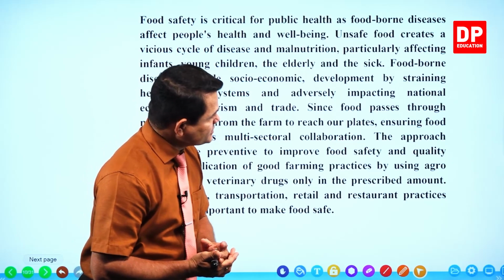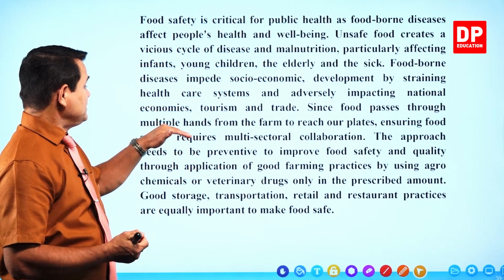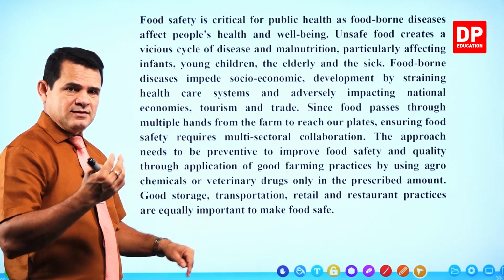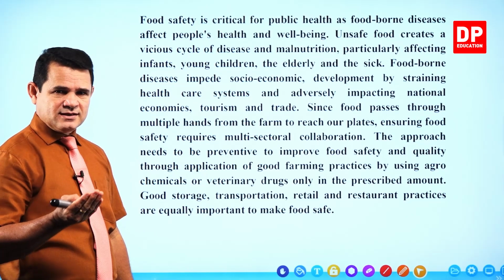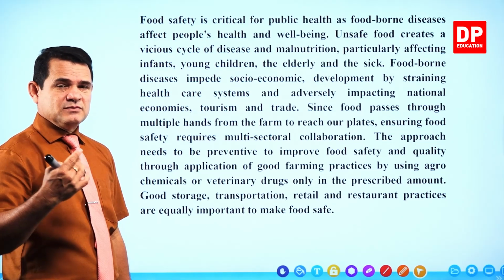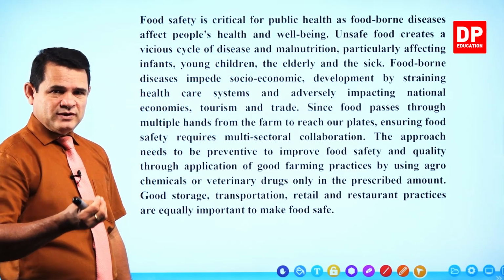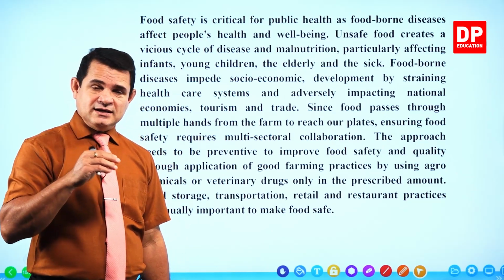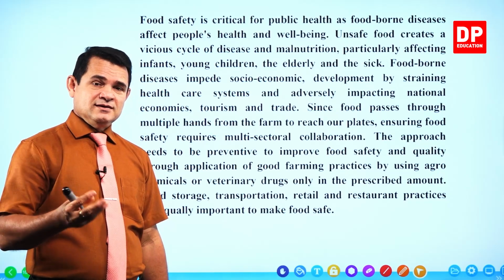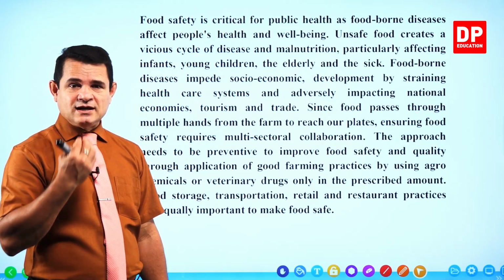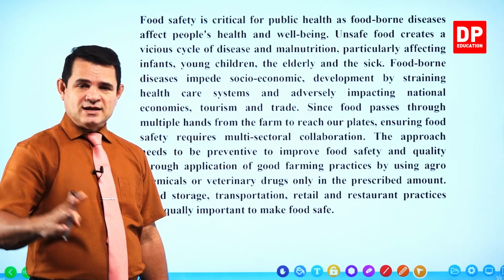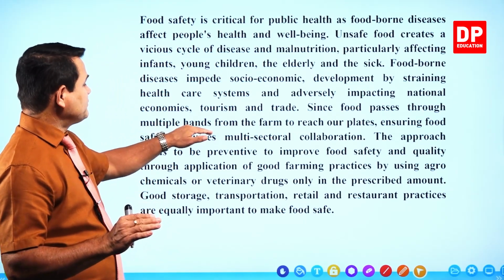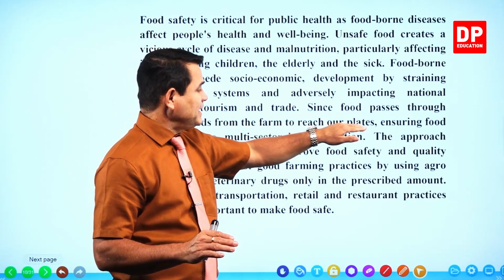Since food passes through multiple hands, multiple, that means a lot of hands. So when we get our food to our hand or our mouth, it has been touched by many. Before food reaches our mouth, how many people's hands have touched it? Right? Multiple hands from the farm to reach our plates.